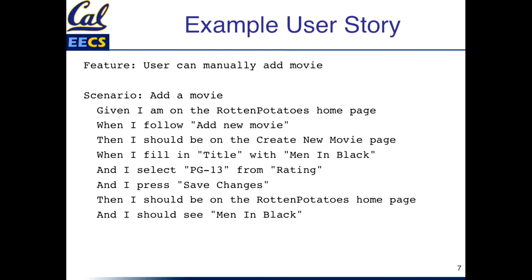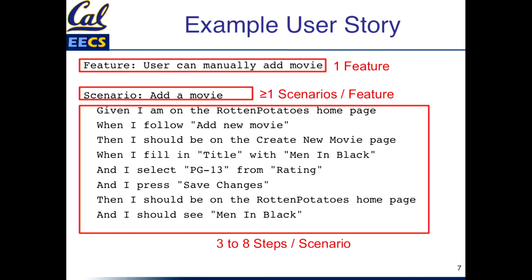So this is what a user story looks like in Cucumber. The first thing is called a feature. This is basically what a user story is. So a user can manually add a movie. What you have then is one or more scenarios for each of these user stories, or features, one of the features. And then this is the stylized form of English, but it's still kind of understandable.